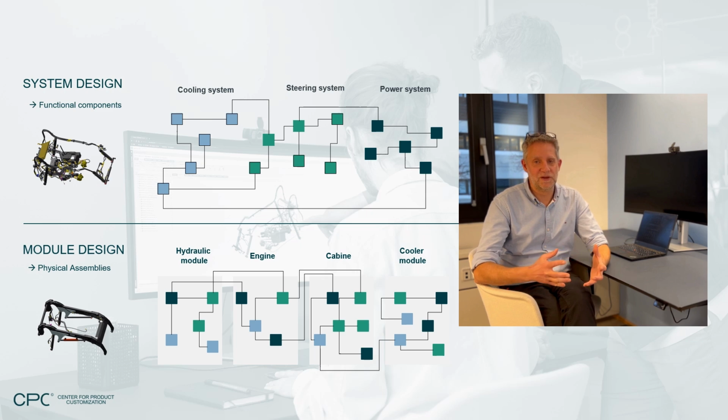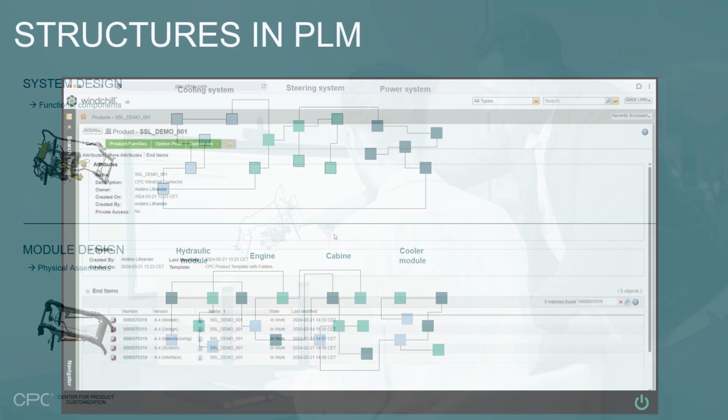Both views are indispensable in the design process. The functional views are crucial for designing specifications and validating functional systems. Meanwhile, the module views are essential for constructing the product and ensuring manufacturability. Some may think these perspectives conflict, but we disagree. Both views should coexist harmoniously to create a well-rounded and efficient product design. Now, let us see how this looks in Windchill.